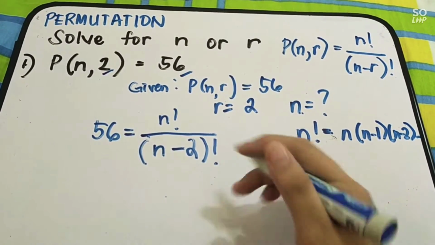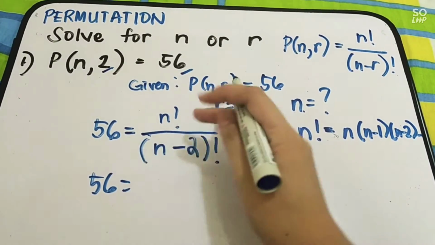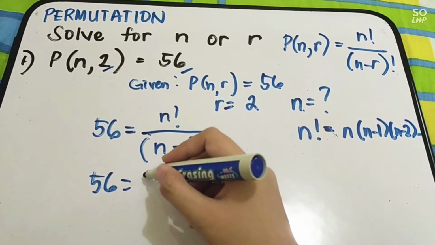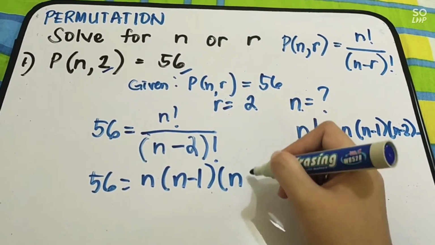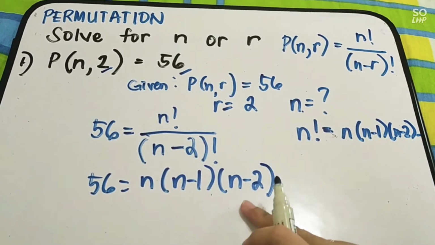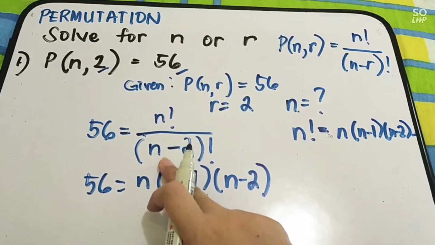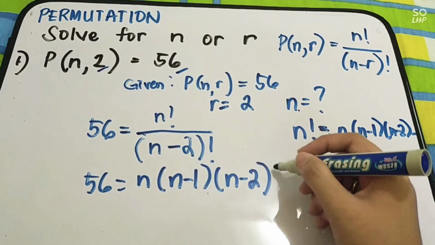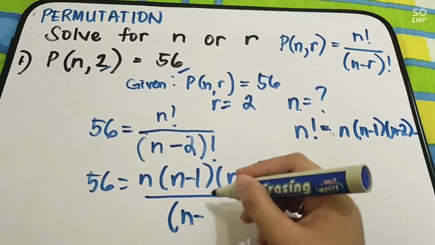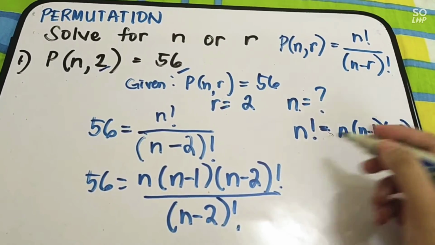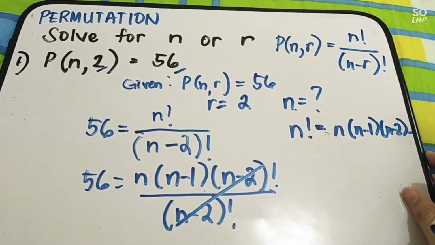Is it clear? Then afterwards, we have here 56. Then change n factorial to n times n minus 1 times n minus 2. You can stop there so you can cancel out the n minus 2 factorial. Understood? So n minus 2 factorial over, just copy this one, n minus 2 factorial. Then it is cancelled out, so this is what is left. So we have here 56.